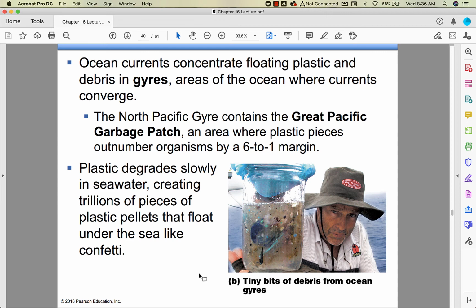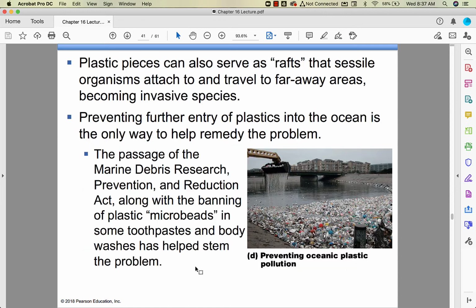The North Pacific Gyre contains something called the Great Pacific Garbage Patch, where there's more plastic than organisms. And a lot of those plastics are microplastics rather than big pieces. I mean, there are big pieces of fishing nets and bottle caps and all that stuff. But a lot of it is microplastic that actually bioaccumulates and biomagnifies in living organisms.